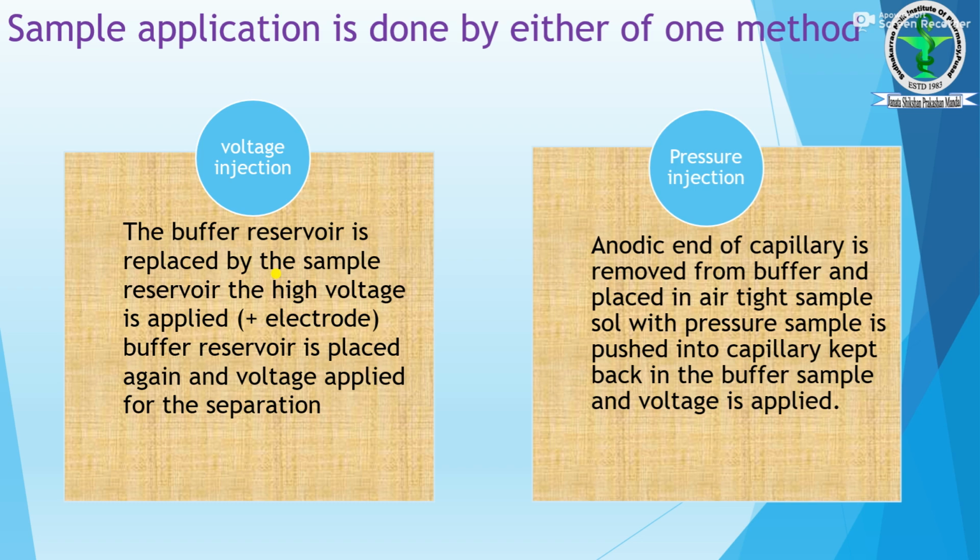In pressure injection, the anodic end of the capillary is removed from the buffer and placed in the airtight sample solution, with pressure applied. The sample is placed into the capillary, kept back in the buffer, and voltage is applied.